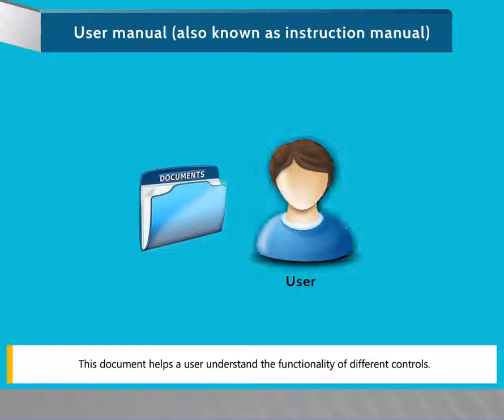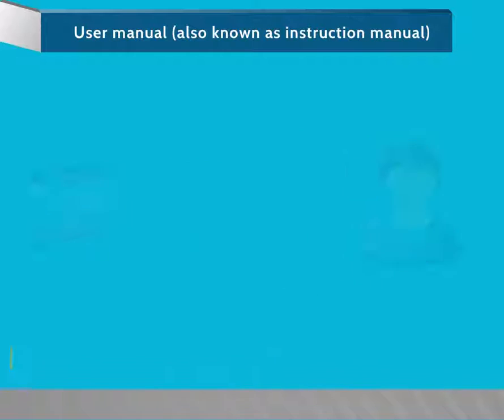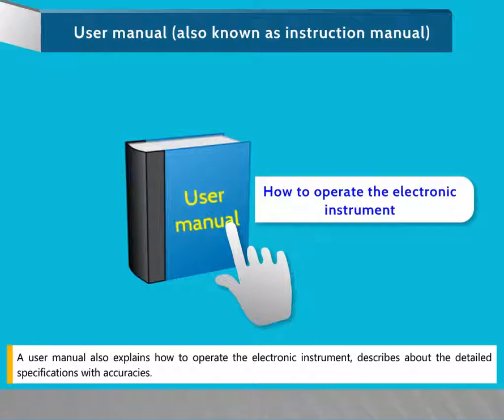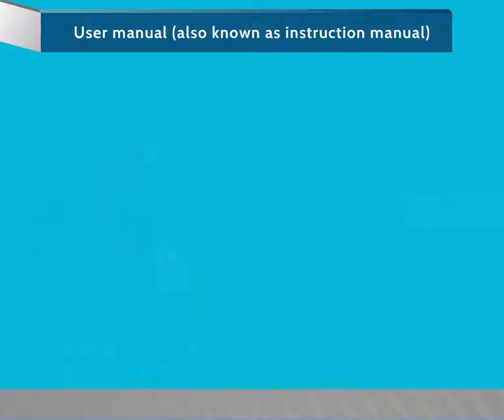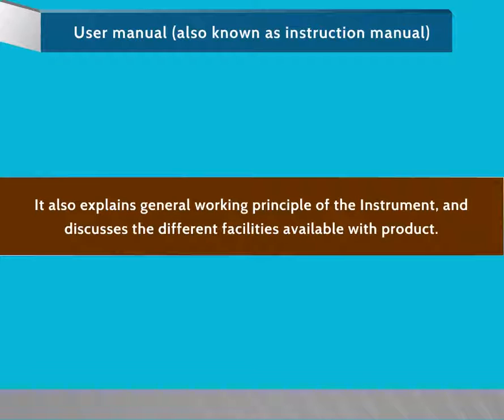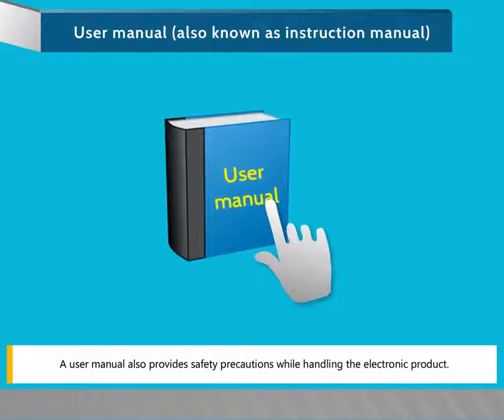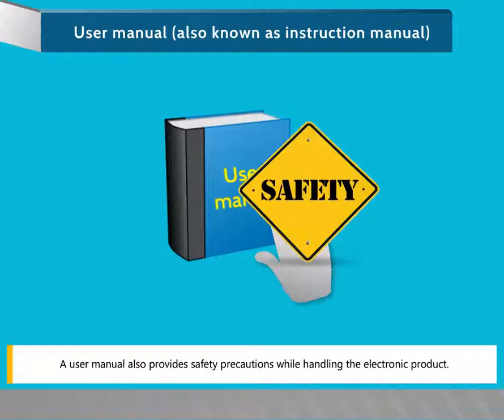This document helps a user understand the functionality of different controls. A user manual also explains how to operate the electronic instrument, describes the detailed specifications with accuracies. It also explains a general working principle of the instrument and discusses the different facilities available with the product. A user manual also provides safety precautions while handling the electronic product.